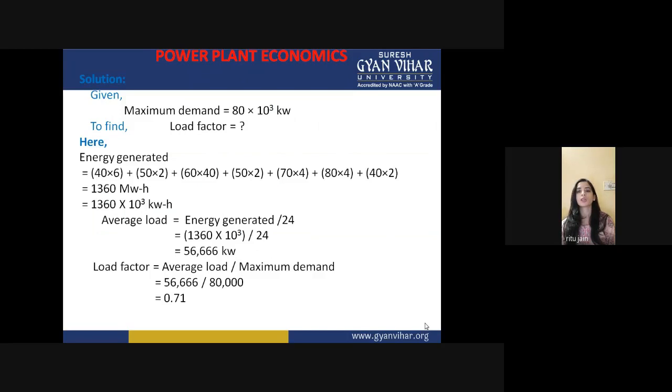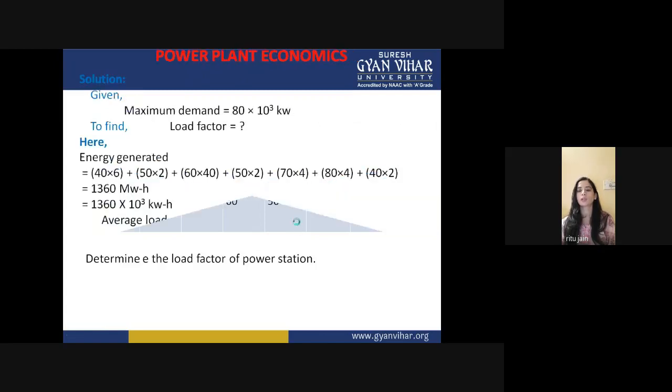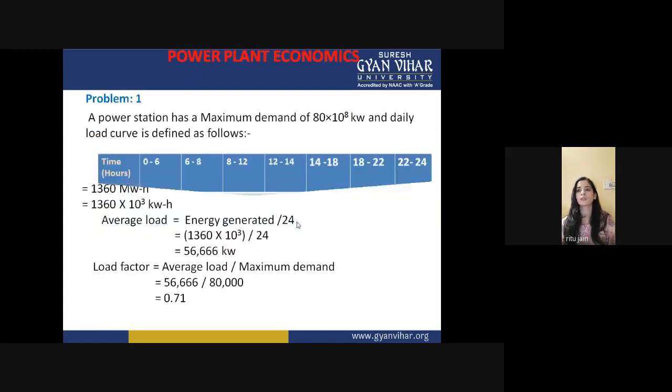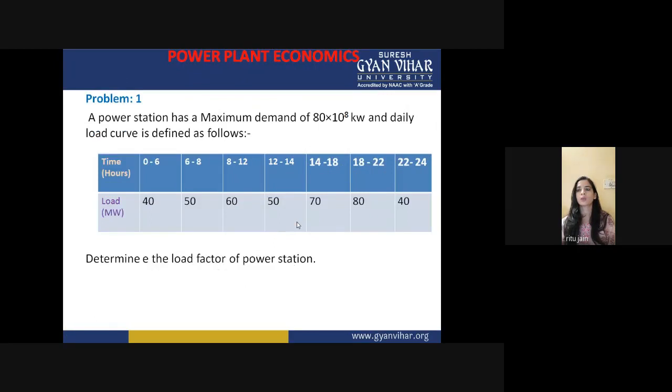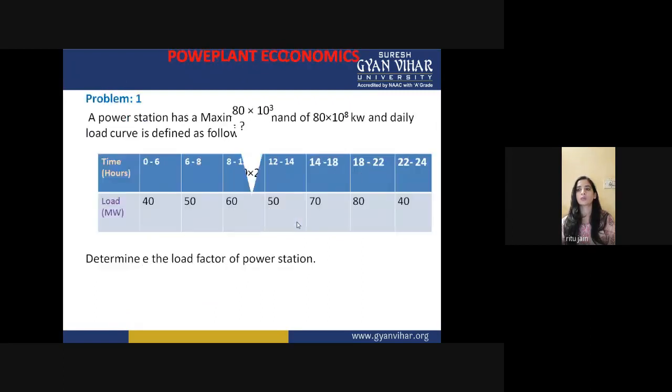So energy generated is 40 into 6 plus 50 into 2 plus 60 into 4 and so on. What we are doing is, 40 megawatt is the load for 6 hours, and from 6 to 8, for 2 hours, you are using 50 megawatt. 8 to 12 means 4 hours you are using 60 megawatt, and 12 to 14, again 2 hours you are using 50 megawatt. Then next 4 hours you are using 70 megawatt, next 4 hours 80 megawatt, and next 2 hours 40 megawatt.